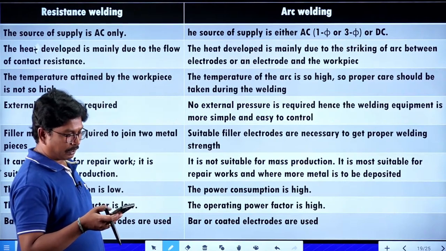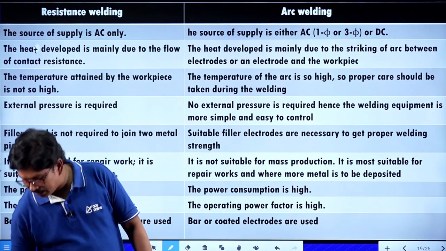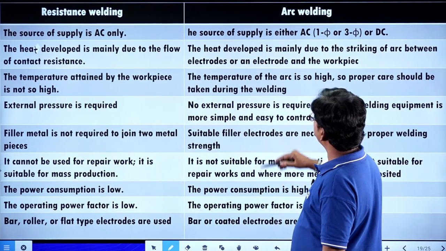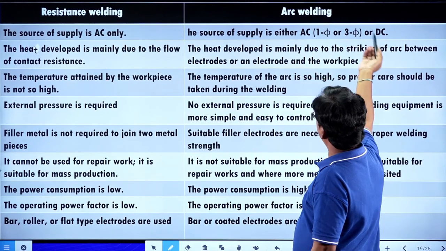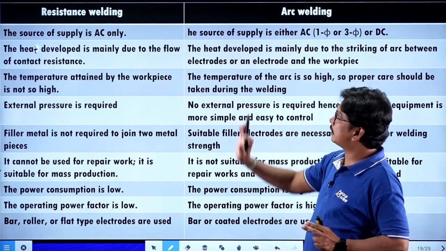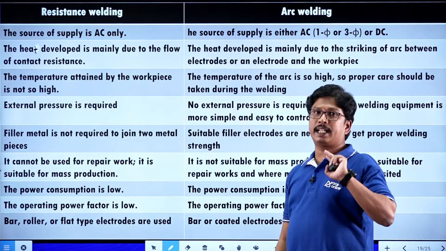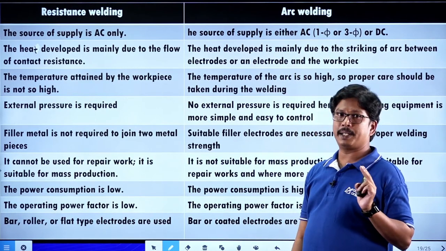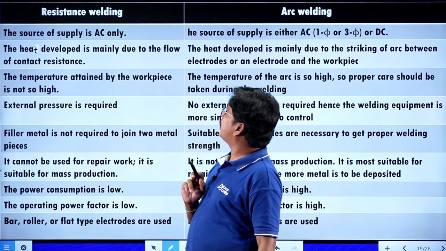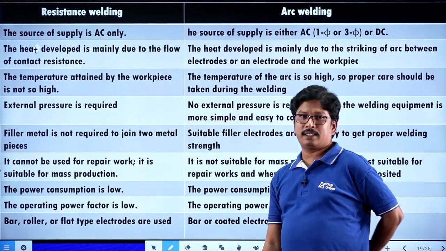Just see the differences between resistance welding and arc welding. In case of resistance welding, the source of supply is AC only. Whereas in arc welding, it can be used with both AC and DC. So if a welding type is used only for AC applications, we can go for resistance welding. And the type of welding which can be used for both AC and DC applications will be arc welding. Whereas in case of resistance welding, the heat developed is mainly due to the flow of contact resistance, right?